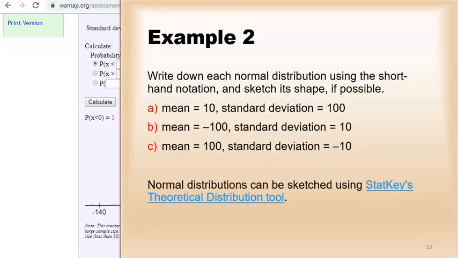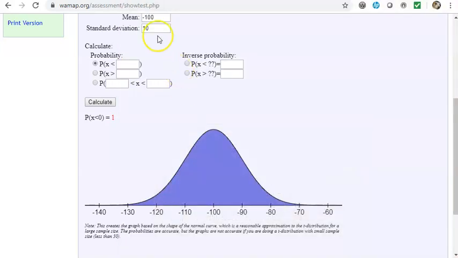In the third case, mean of 100, standard deviation of negative 10. So if I change the mean at the top to 100, standard deviation to negative 10. In this case, nothing actually happens here. Well, technically in this case, you would have an error. Standard deviation can't be negative. But I guess with computers, you can.